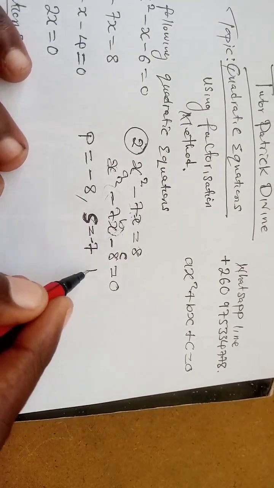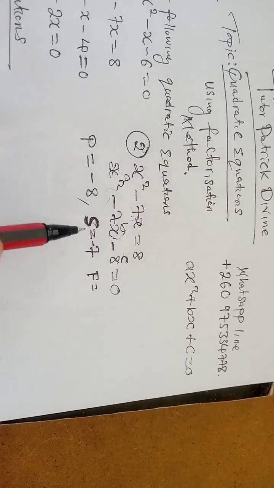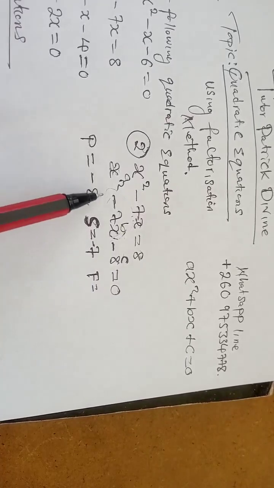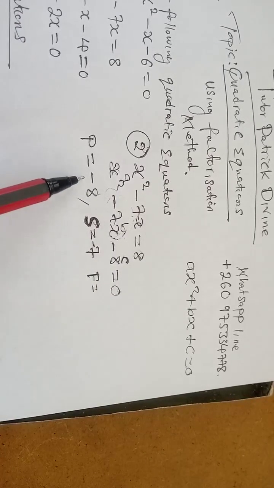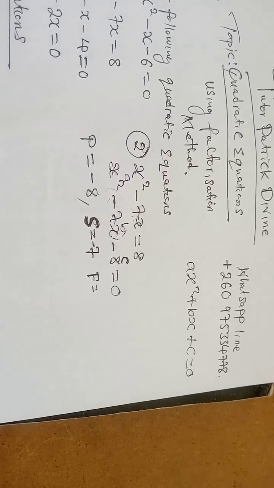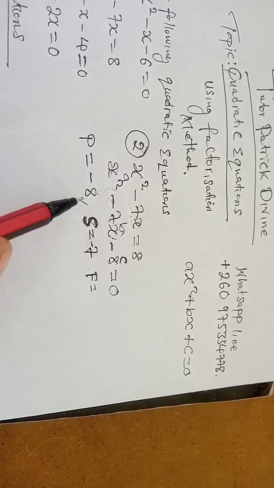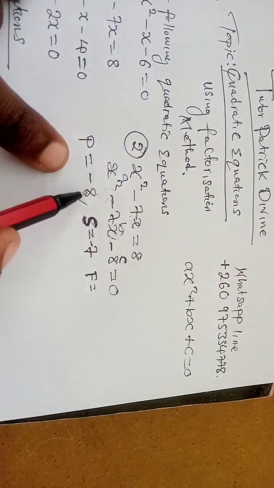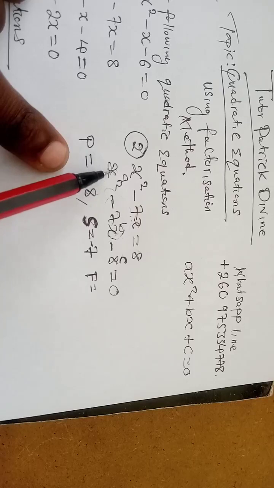So how about the factors? Think of those numbers. When you multiply the two numbers, they should give you negative 8. And when you add the two numbers, they should give you the sum, which is negative 7. So what are those numbers? The two numbers, when you multiply them, give negative 8.